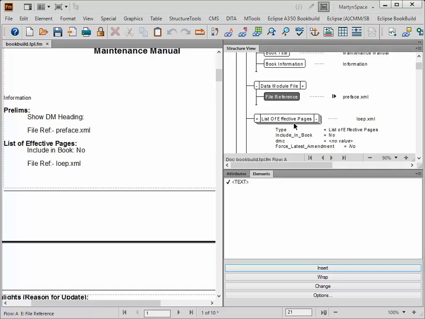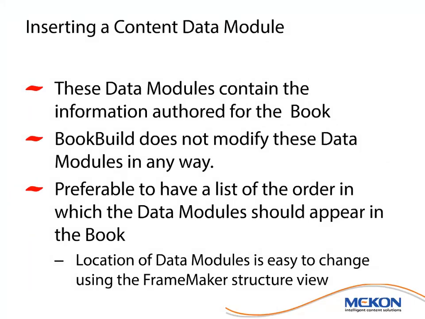which are functions of predetermined or pre-filled data modules. So what about the data modules that are located in the content area of the publication? These are ones that have been authored as part of the project. Now, you must bear in mind that BookBuild doesn't change these data modules in any way, so they're perfectly safe being handled by here. It's preferable when you start to have a list of the order in which the data modules should appear. That means that later on you won't have to play around with shifting stuff around. Not that that's too much of a problem, because in the structure view you can drag and drop these.